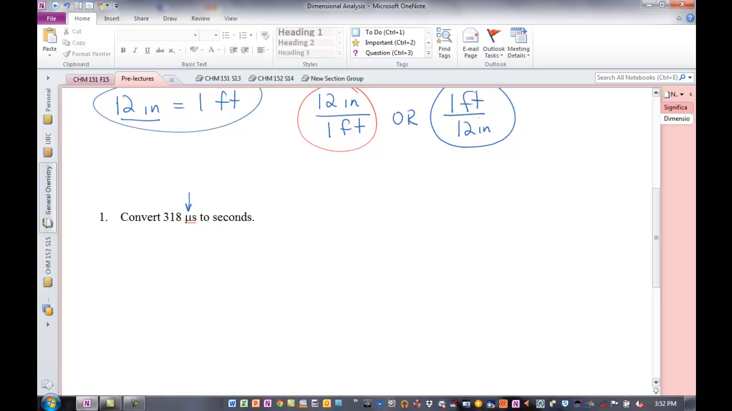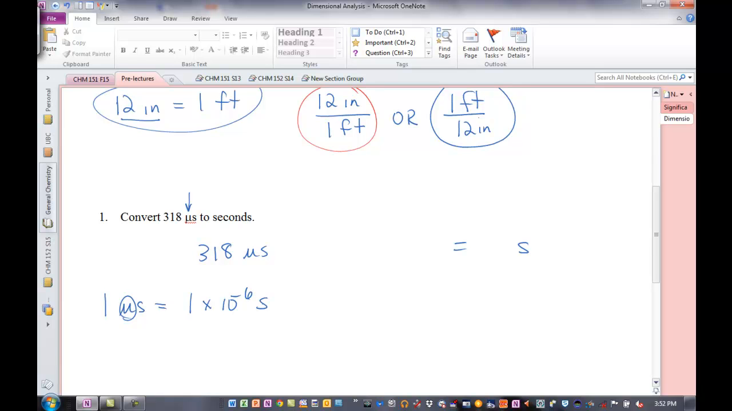So let's start with microseconds. We want to end up with seconds. Now let's go to the equality that we need to write our conversion factor. So 1 microsecond. What does that letter micro mean? What number does that stand for? And we know that that letter just means 10 to the negative 6th.